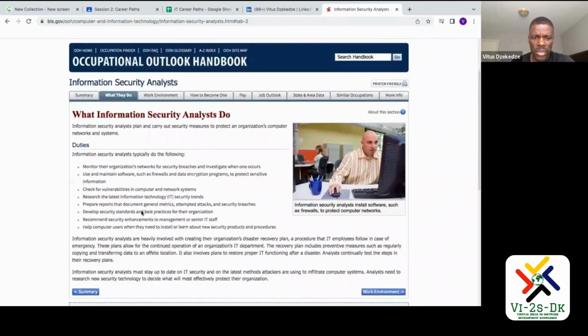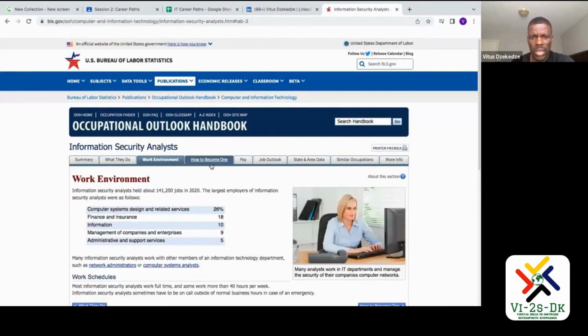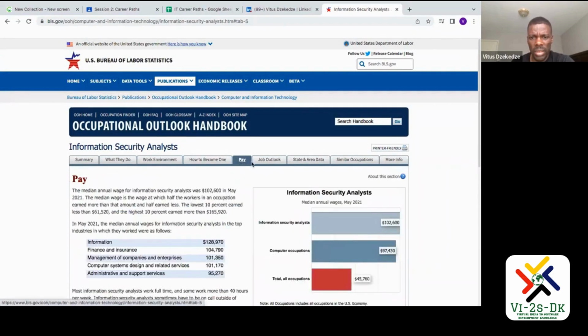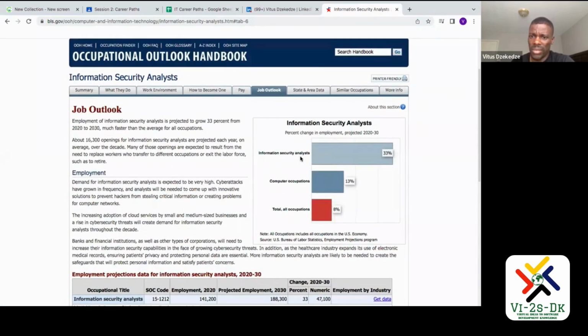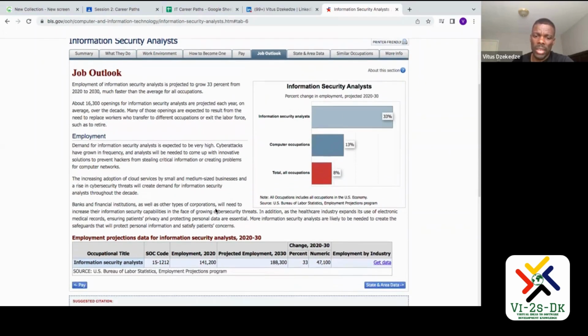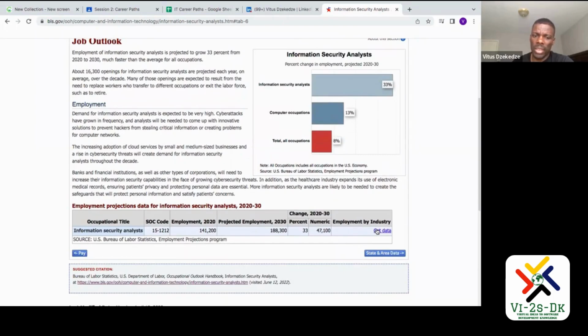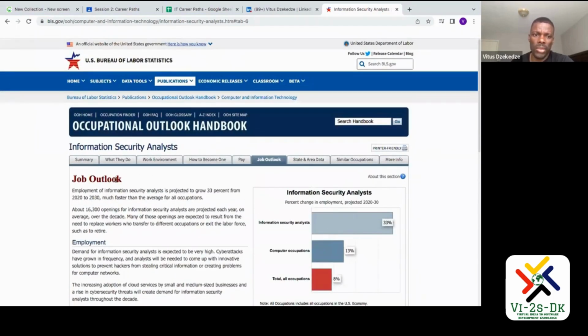These are the different duties. It also tells you their work environment, how you can become one, the pay, the job outlook, telling you, okay, information security analysts are going to be needed about 33%, but other computer occupations about 13%, and so on and so forth. So that's a projected employment in about 10 years' time. And you can actually see the actual data that was collected when all of this was done.